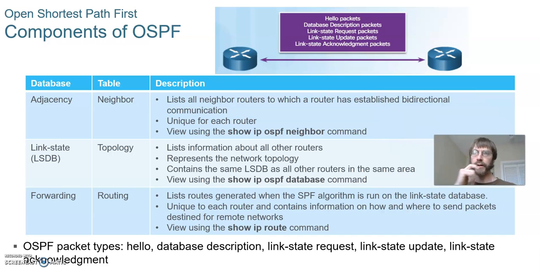Then there's the topology table, which is built from the link state database. The link state database, the topology table, is literally a map of the network. The state of all links on the local network, derived from everything that the router has learned from hearing not only from its neighbors, but from its neighbors' neighbors and their neighbors' neighbors, and so on and so forth.